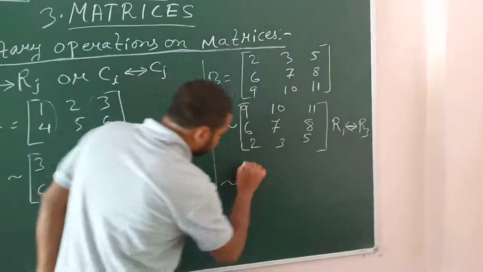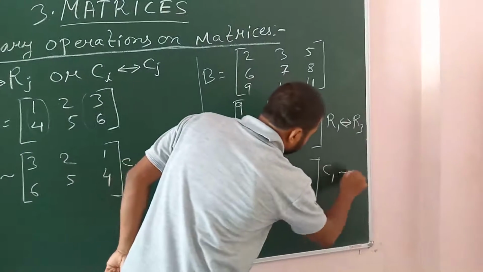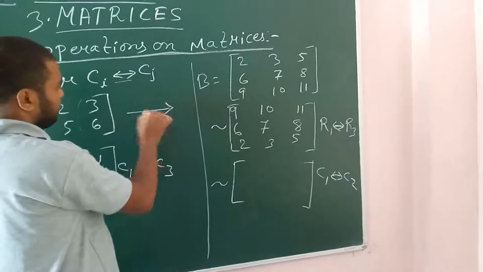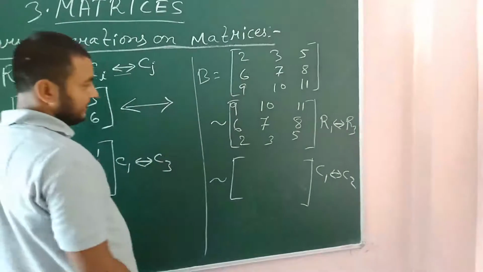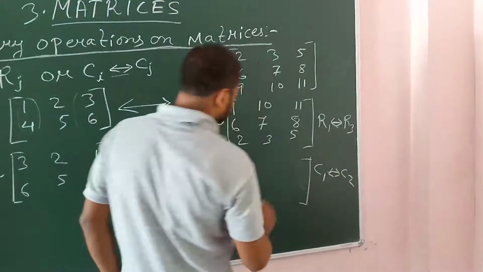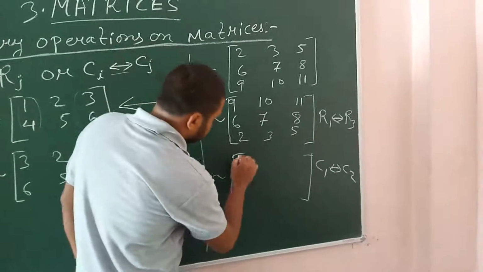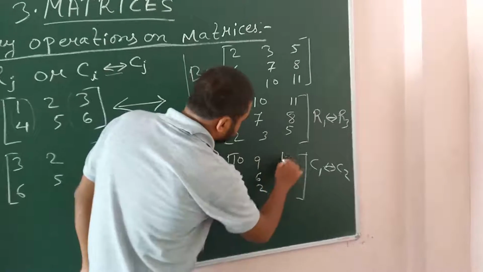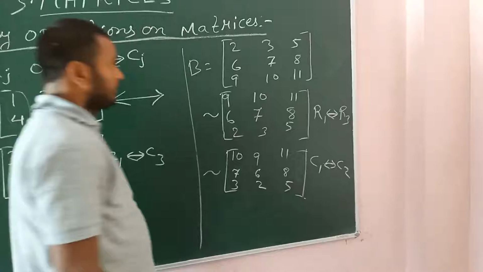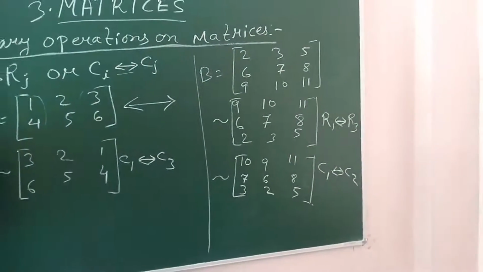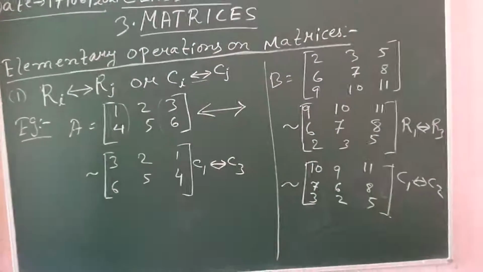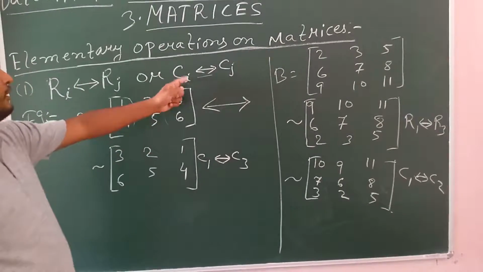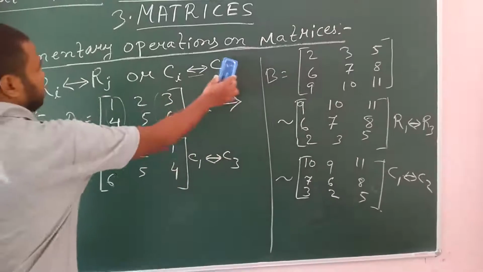In this matrix also we can interchange, suppose column 1 and column 2. Always remember, the arrow is on both sides; that means both sides have changed. Then it will be 10, 7, 3, 9, 6, 2, 11, 8, 5. So this is the first elementary operation on matrices. Note it down: Ri and Rj can be interchanged, column i and column j can be interchanged.